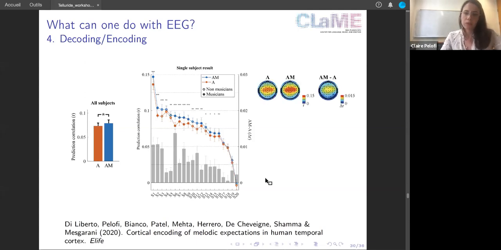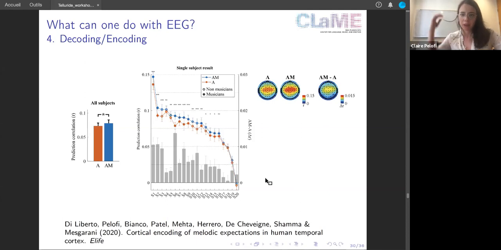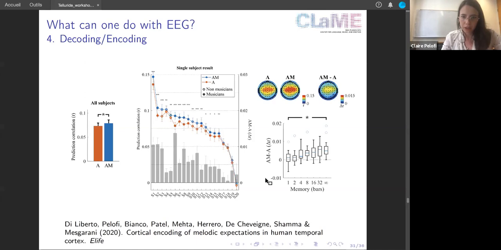This is just a topographical mapping of where the main effect is. Nothing much informative about that. It's picked up by central electrodes, which are typical of auditory responses.